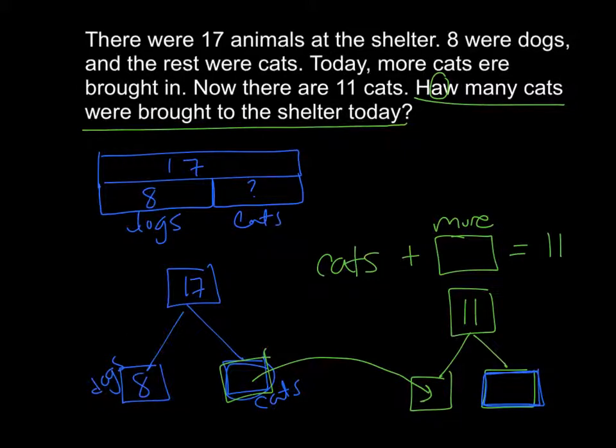So once again, we can set this up with our math mountain. We have 17 total. Break it up into dogs and cats. Figure out the cats. Then we go on to the next question. Today, more cats were brought in. Okay, now there's 11 cats. So we have a total of 11. We have how many we had originally plus the ones brought in today. And once we figure that out, we can answer the question, how many cats were brought in the shelter today?